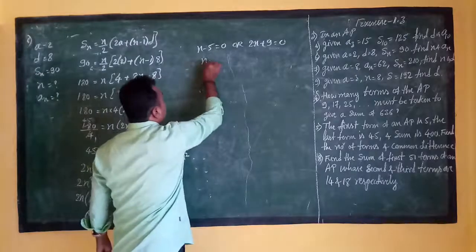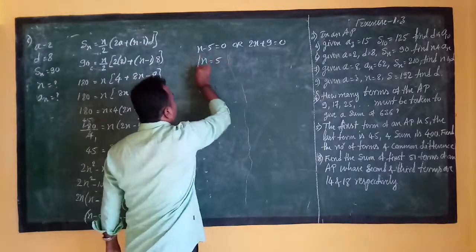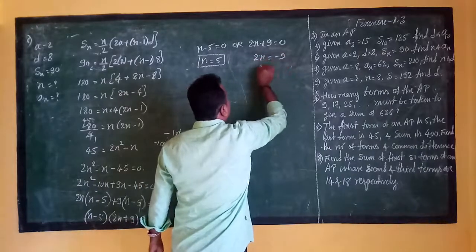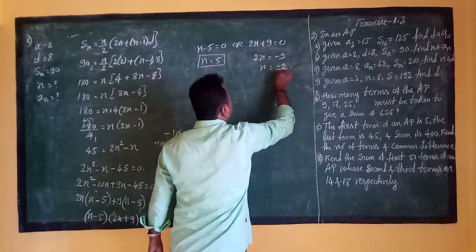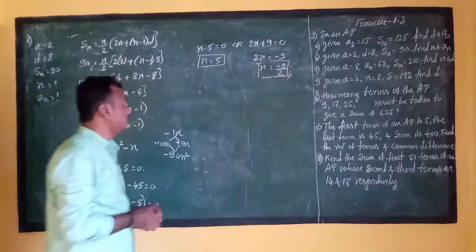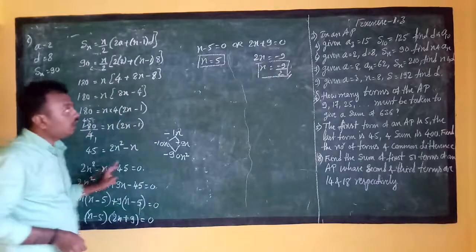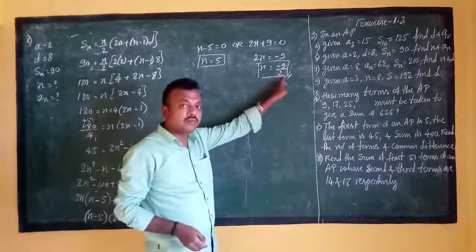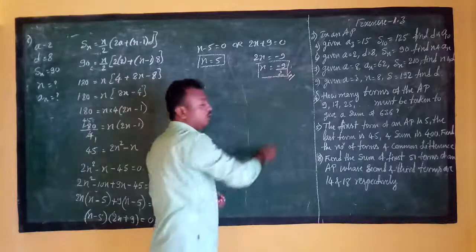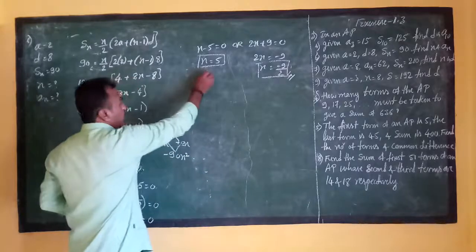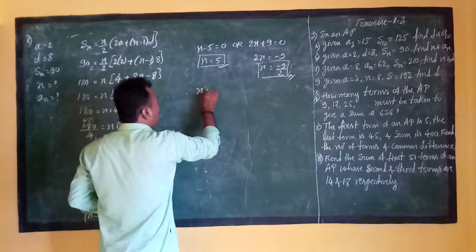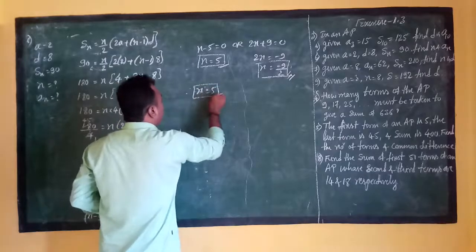Now n is equal to minus 5, it will come here, plus 5. And 2n is equal to minus 9 and n is equal to minus 9 by 2. So the number of terms cannot be in minus form or negative form. So we cannot consider it. We have to disqualify that. So we have to consider n is equal to 5 only. Therefore n is equal to 5 is the final answer.